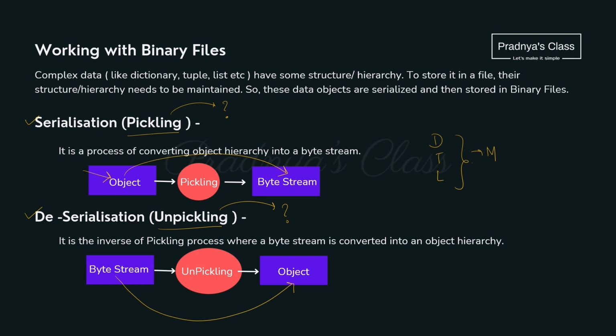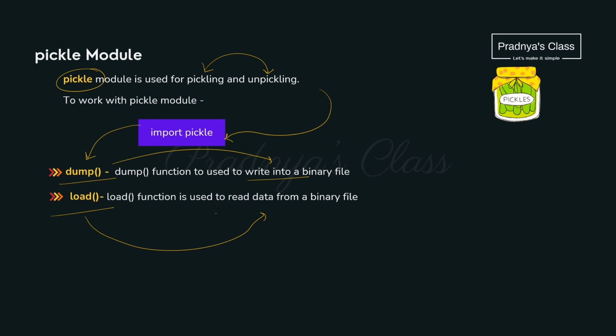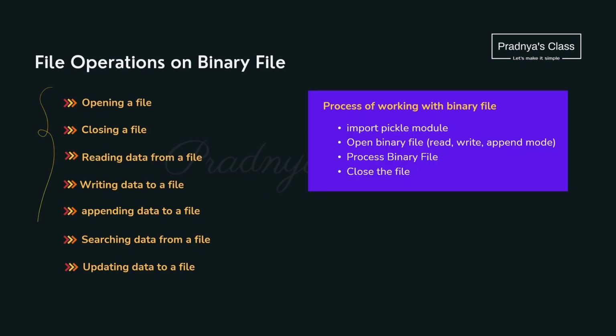For that we will be following the process of pickling and unpickling. For this process, we will be using the pickle module. So to work with binary files, we will be importing it. Here are the two important functions we will be using from the pickle module. Dump is used to write data to the binary file and load function is used to read data from the binary file.